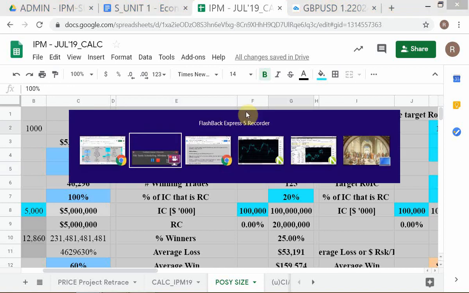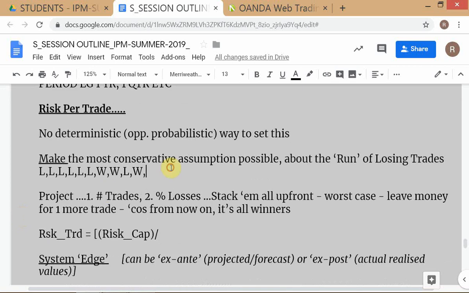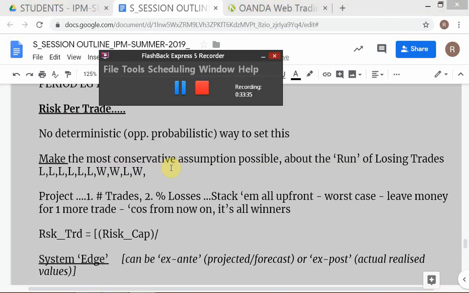Now we go back to the idea of runs. So you know that some kind of distribution like this is going to happen. You don't know what it's going to actually be, but you know that something like this is going to happen. There'll be some run of losses, there'll be a run of winners, then there'll be another run of losses. So what you do is you make the most conservative assumption, assuming that your estimate is correct.